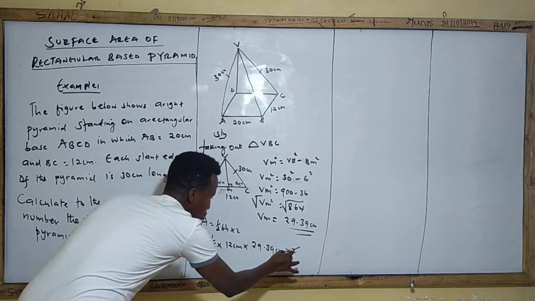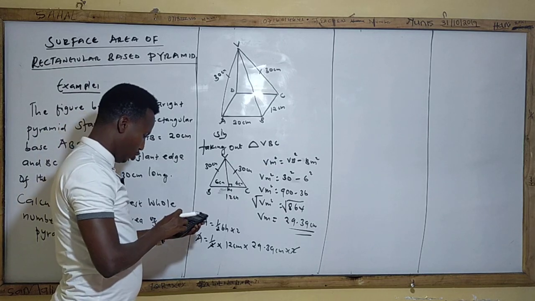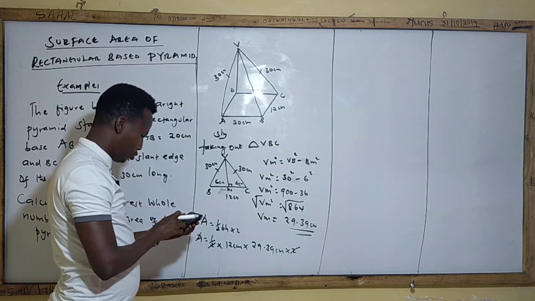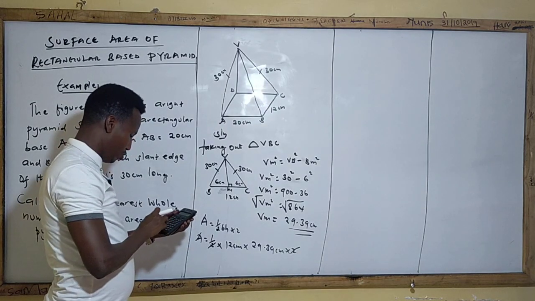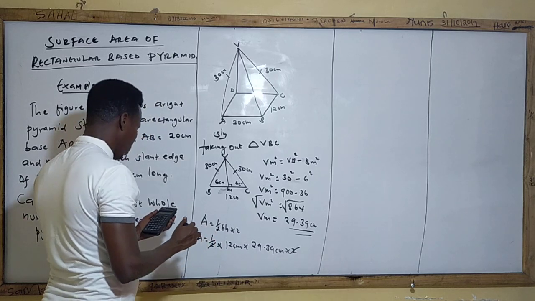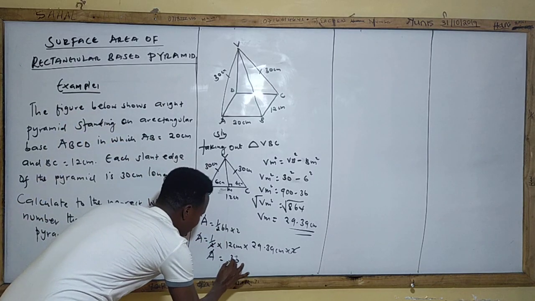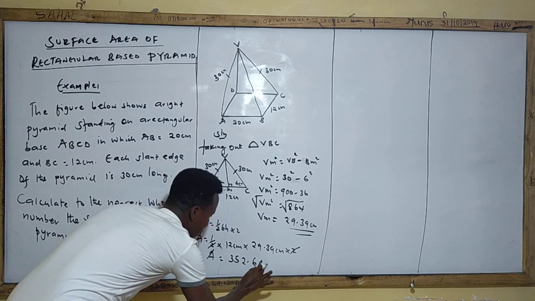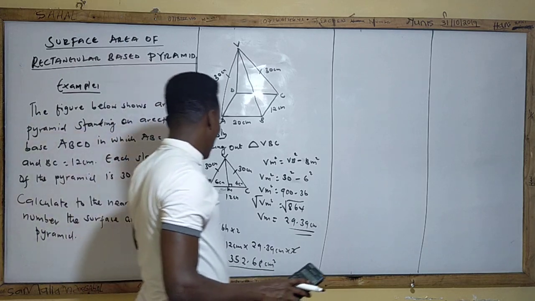Okay, cancel this 2. Why are we saying times 2? Because you have another similar triangle, don't forget that. So it will be times 12. 29.39 times 12. So this will give me 352.68. So area will be equal to 352.68 centimeter squared.